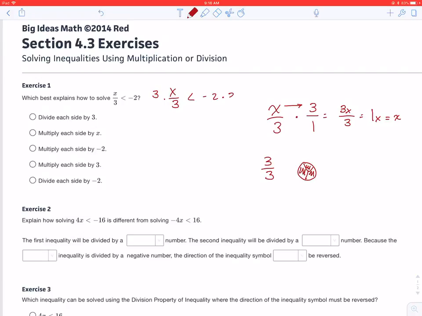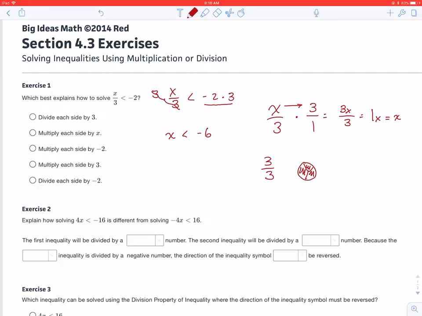So multiplying both sides by 3 is what's going to be able to cancel out the 3 on the top and the 3 on the bottom, leave me with just the x, an invisible 1 here that we don't show, is less than, then we have to do the same thing to the other side.